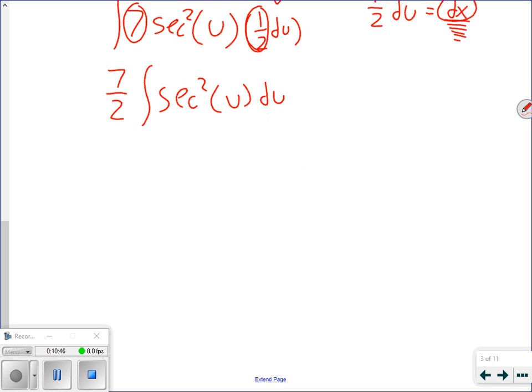The integral of secant squared is just going to be tan of u plus c. And then plugging back in what u was, remember that u was 2x, I have my final answer.